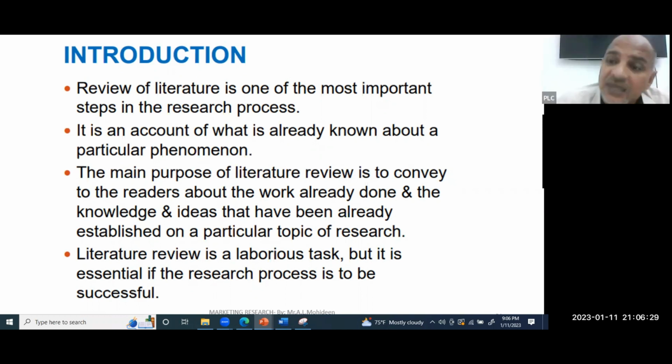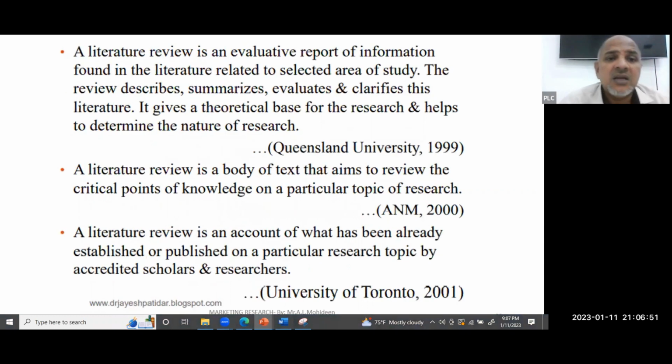So someone has done this kind of research. Literature review is laborious work. It's not easy work. It's hard work. But it is essential if the research process is to be successful. If you don't find a literature review, you cannot continue your research. So you have to support your research with literature. That is an important area.